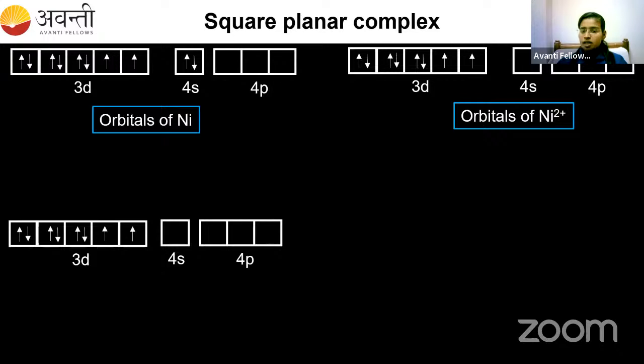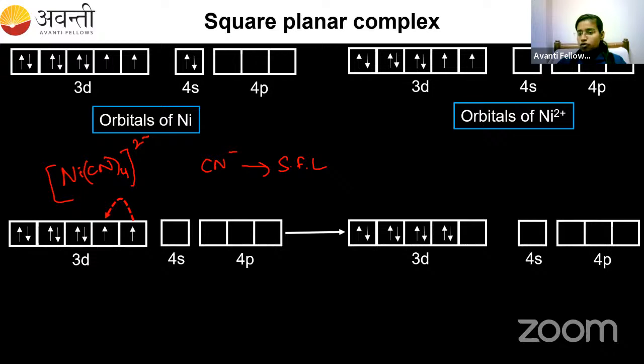So now what will happen? Since it is a strong field ligand, if I take [Ni(CN)4] 2-, it is not 2+, it is 2-. If I take this complex, the oxidation state of nickel is 2+. And this CN- ligand is a strong field ligand. Yesterday I gave you the list of strong field ligands, right? So it is a strong field ligand, so electrons will get paired up, and this will lead to this type of configuration.